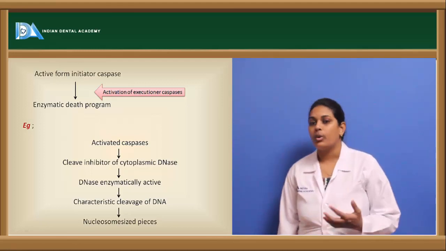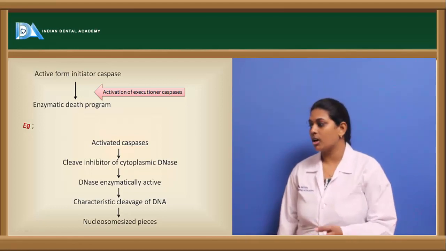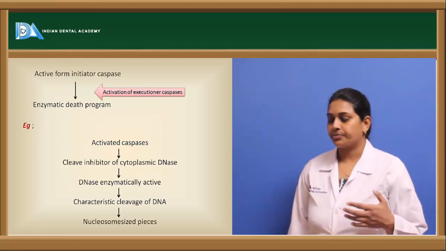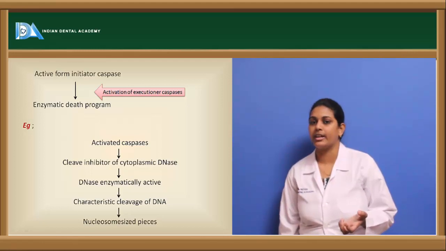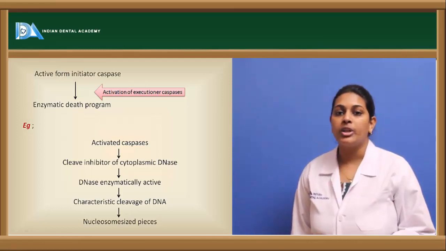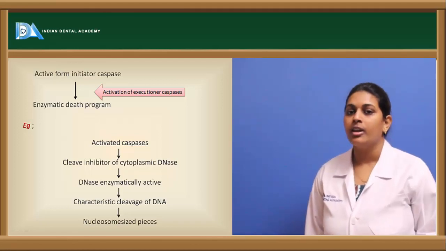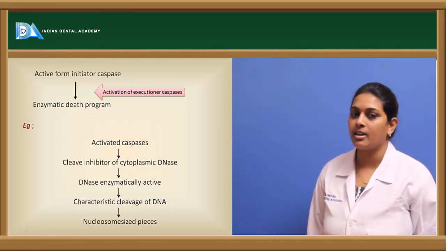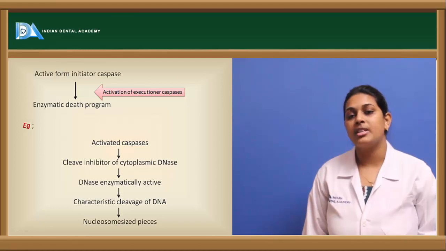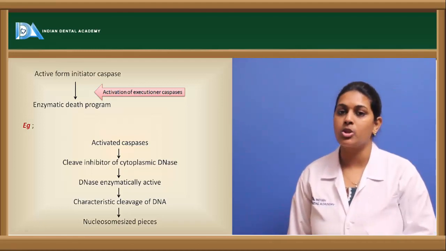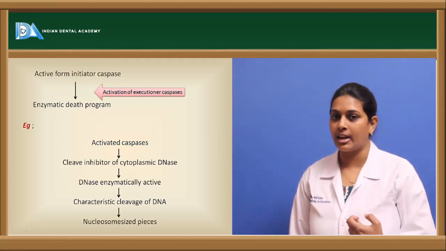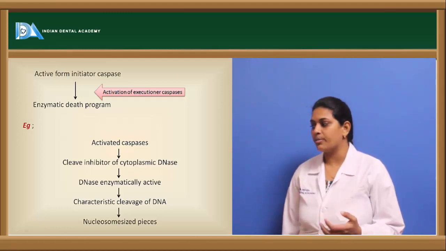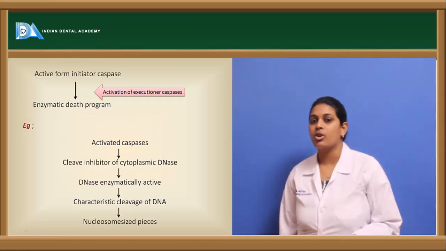So giving an example, once the caspases are activated, say in DNA fragmentation, the activated caspases cleave the inhibitor of the cytoplasmic DNase, which is an enzyme inhibitor that maintains the structure of the DNA double helical strand. So these activated caspases compromise the function of this inhibitor, which is usually supposed to maintain the structure of the DNA, but is being compromised because of the activation of caspases. By this, the DNase becomes enzymatically active, and it starts causing the cleavage.